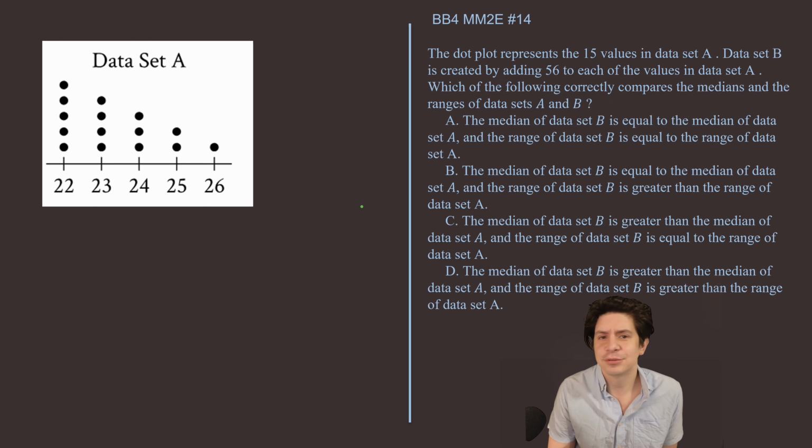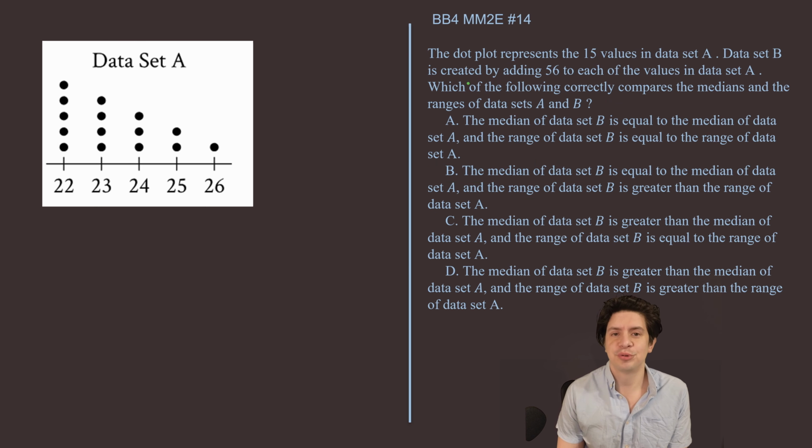All right, now we have this one here, another one that was on Math Module 2 hard, so you see there is some overlap. The dot plot represents the 15 values in dataset A. Dataset B is created by adding 56 to each of the values in dataset A. Which of the following correctly compares the medians and the ranges of datasets A and B?